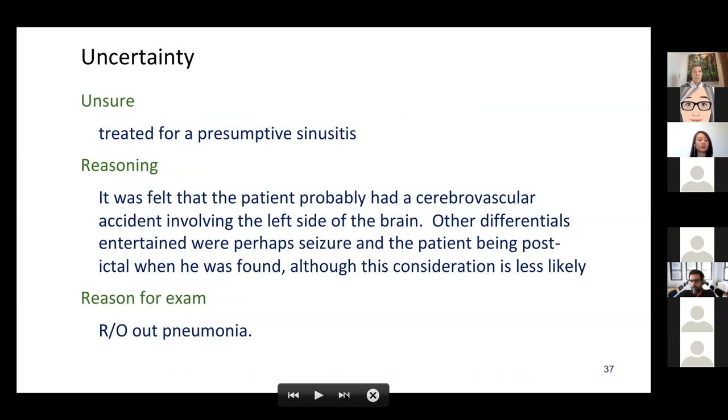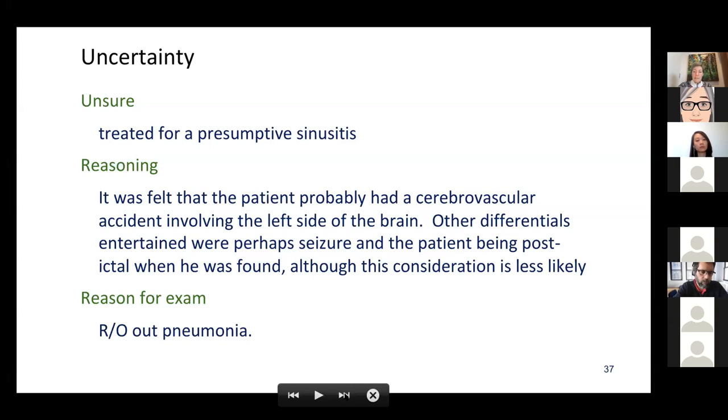And that uncertainty might be because they're just not sure. Like in our example, it said they treated the patient for presumptive sinusitis, they presumed he had sinusitis, but they don't know for a fact. But also, the reports are used for clinical reasoning. And so the clinician will use the report to document results of physical exams and other lab tests. And then new information comes in and they're reasoning about what's going on. And that reasoning is going to display the uncertainty of the clinician.